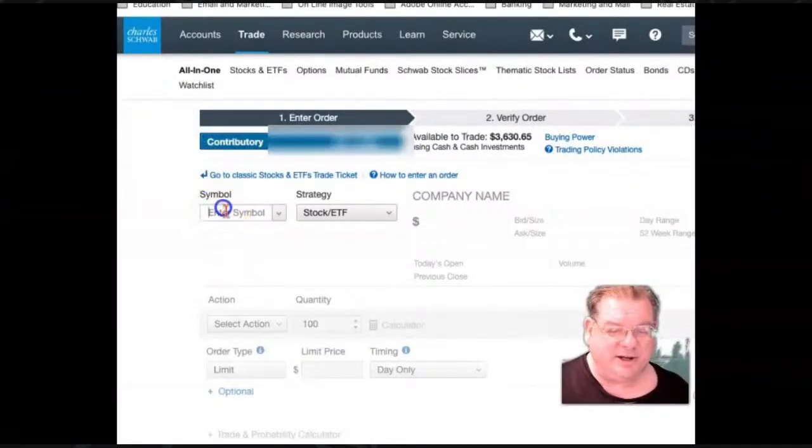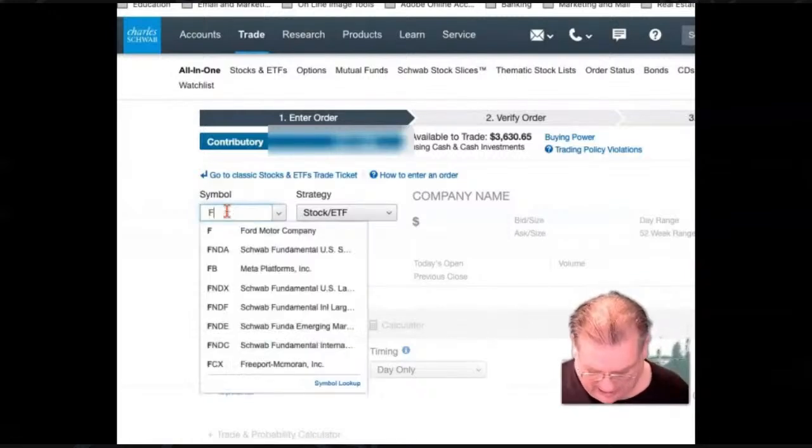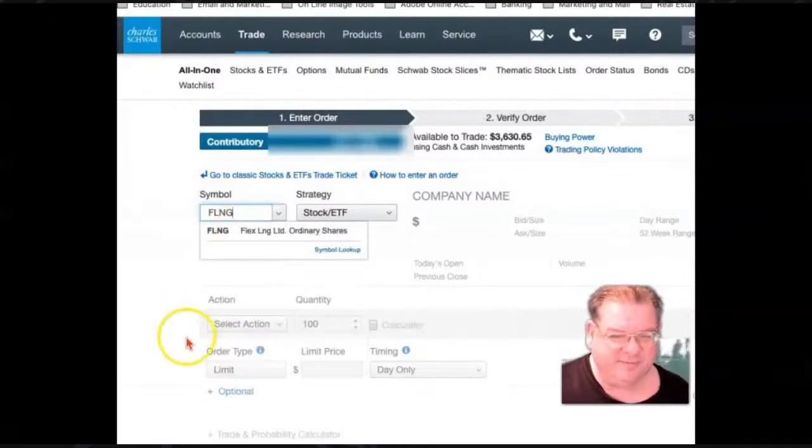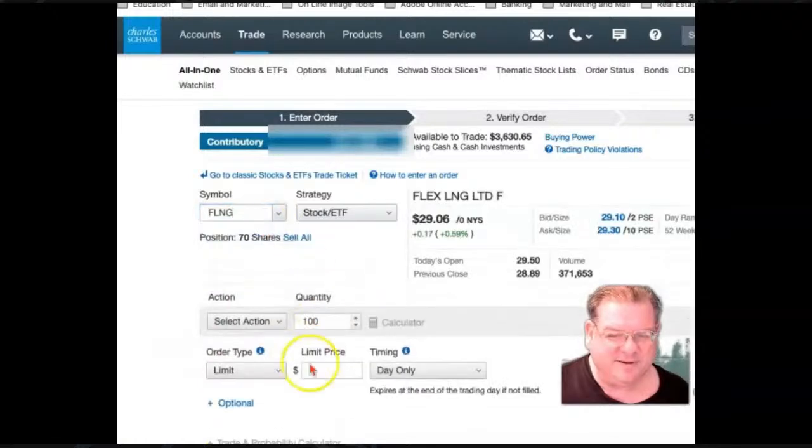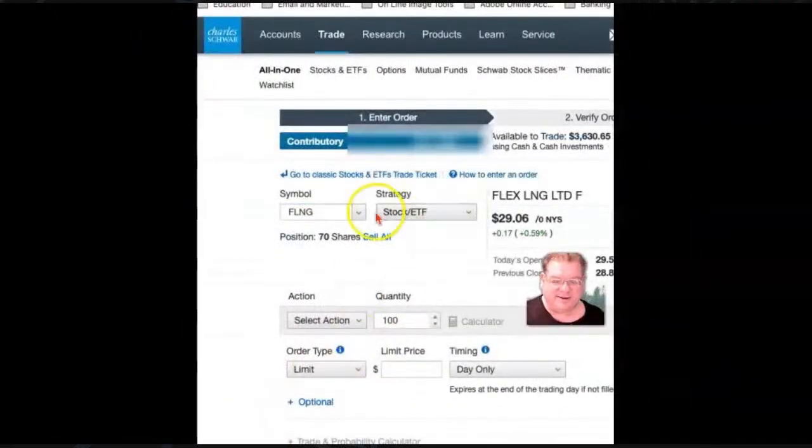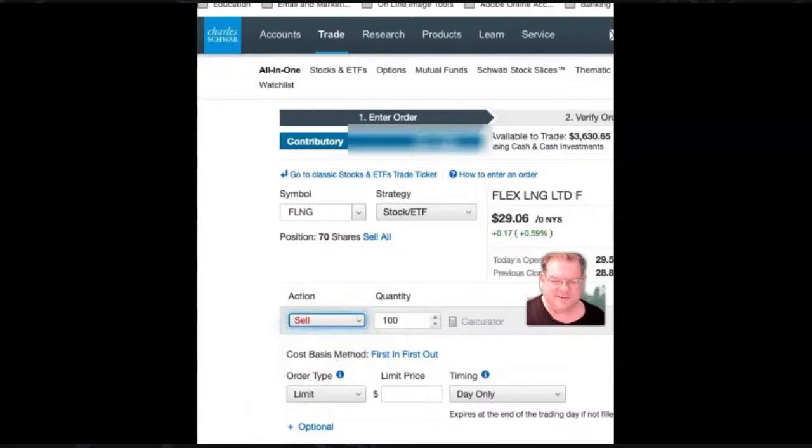and then input the symbol of the stock that I just bought. That would be FLNG. I then select the stock ETF, and then I select the action. In this case, I'm going to be selling. The default quantity is 100, but in this case, I only bought 70 shares, so I would put in here 70. And then I would go down here.